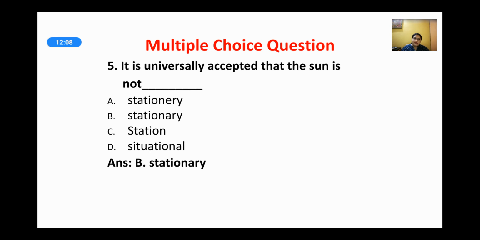It is universally accepted that the sun, look at the word sun. Sun here refers to the one that is high above in the sky. Sun is not stationary: STATIONERY, STATIONARY, station, or situational. The answer is stationary. Stationary is at a place. The other word, stationery, NERY, refers to a place where all the pens, pencils, etc. are available.